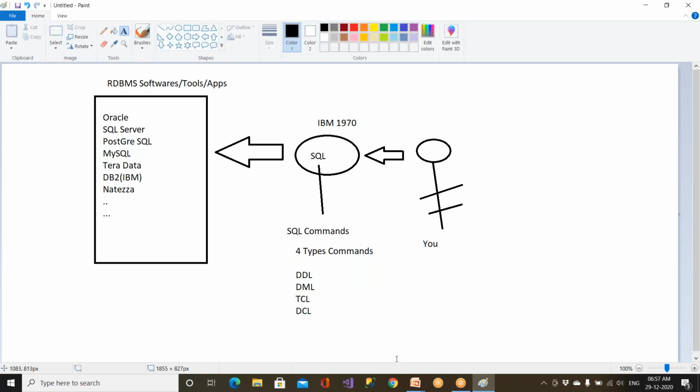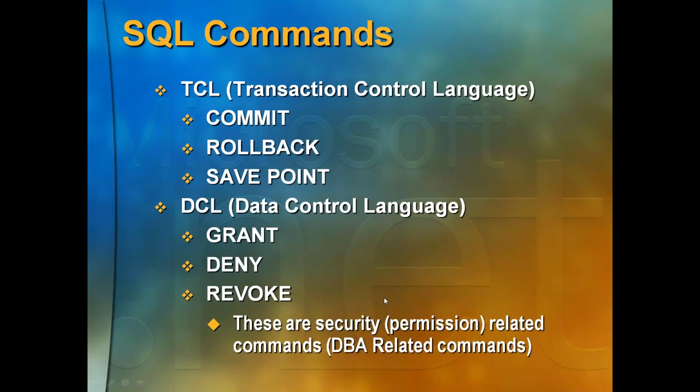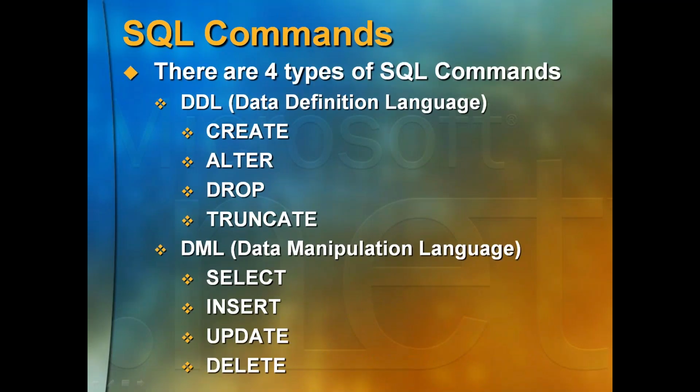Clear? So DDL means what? DDL means data definition language. In this, we have create, alter, drop, truncate. Clear? So DDL means we have create, alter, drop, truncate. DML means select, insert, update, and delete. So these are called data manipulation language commands.